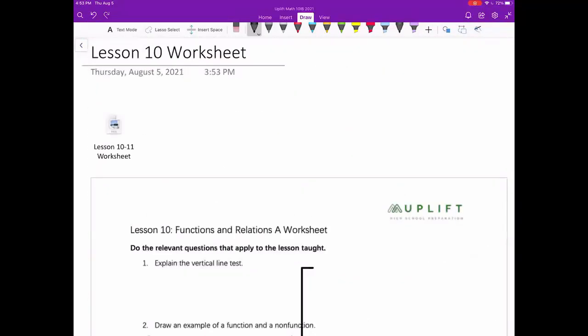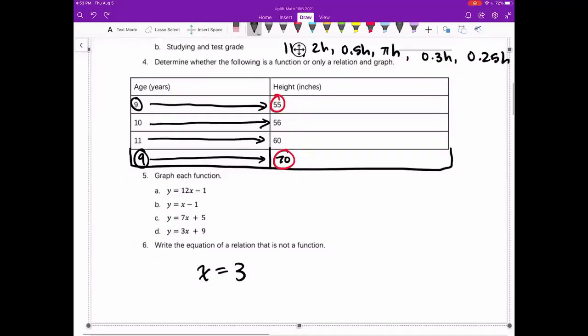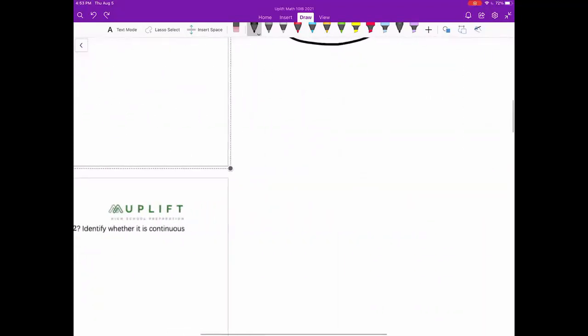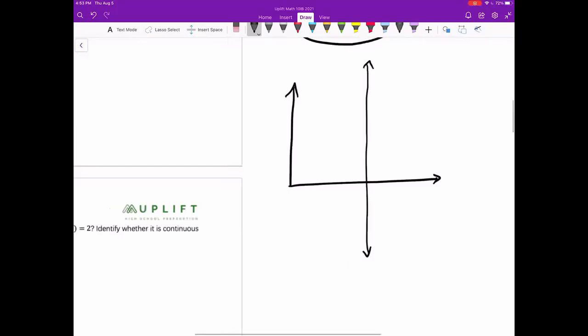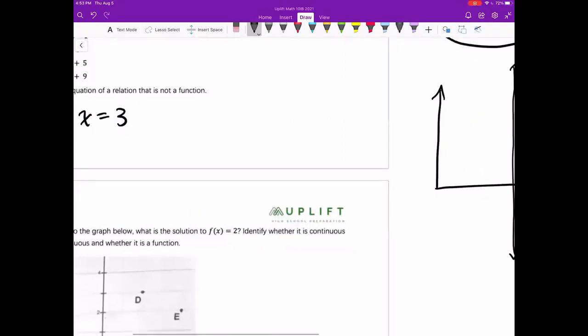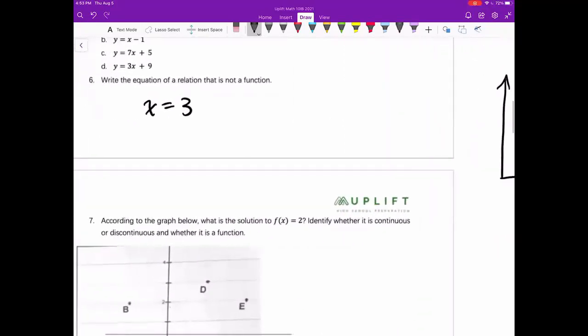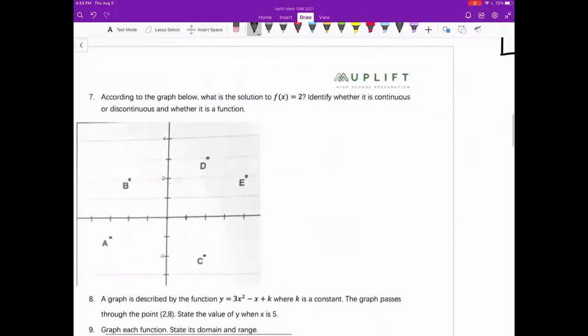Wait, okay, what is going on? Oh, we should just start number 7. So if we have x equals 3, it obviously fails the vertical line test. On number 7, what is the solution to f?